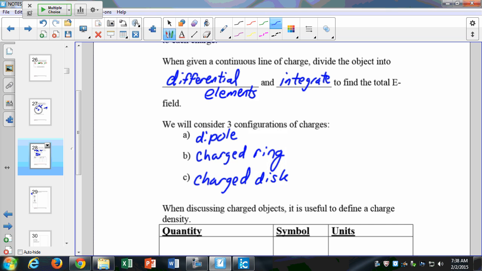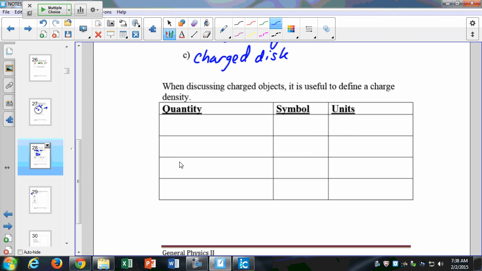That's sort of the typical way to derive the moment of inertia, or excuse me, the electric field due to a charged disk. It basically works out the same way. All right, first we want to just define some quantities that we use. Charge, we already talked about. The symbol is Q, and the units are coulombs.